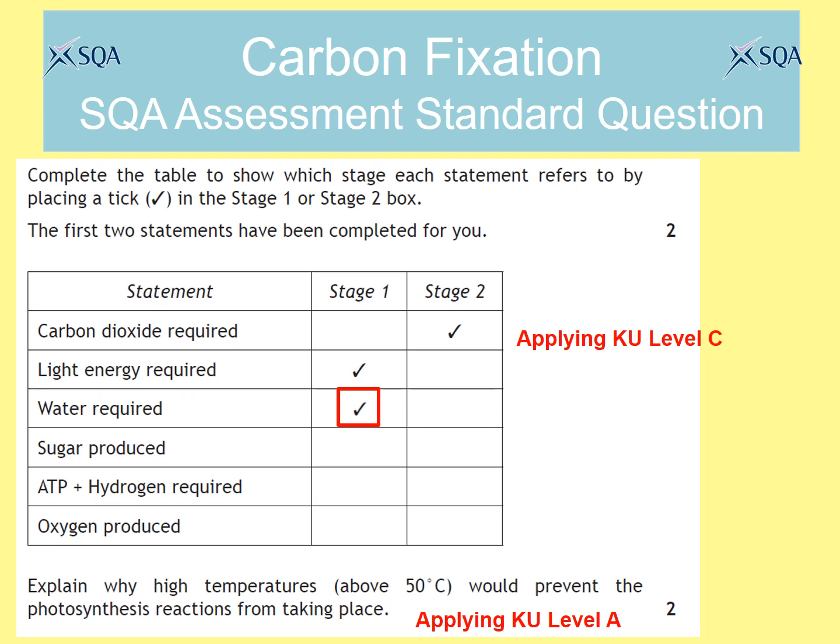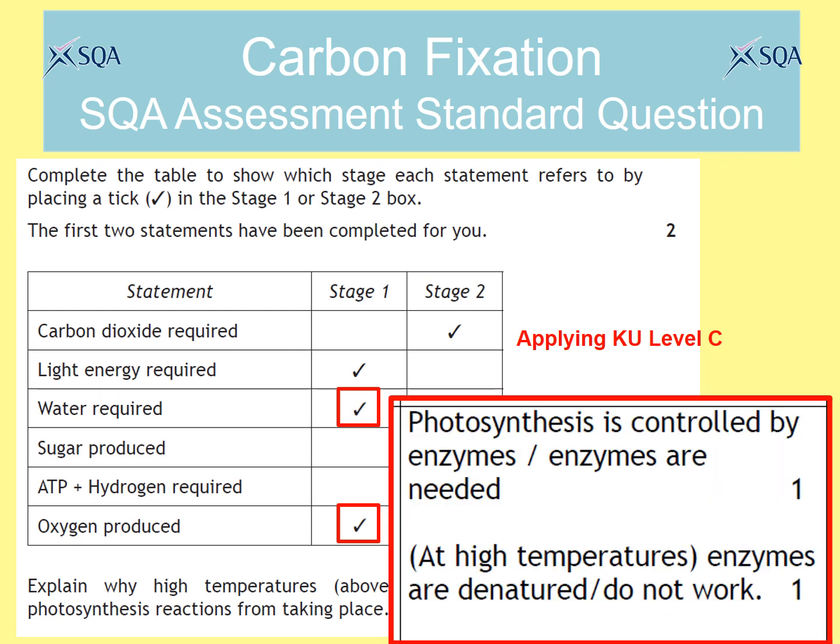Water is required for stage 1. Sugar is produced in stage 2. ATP and hydrogen are required for stage 2, and oxygen is produced in stage 1. Why temperatures above 50 degrees would prevent photosynthesis reactions from taking place is because photosynthesis is controlled by enzymes, that's for 1 mark, and then these enzymes would be denatured at the high temperatures for your 2nd mark.